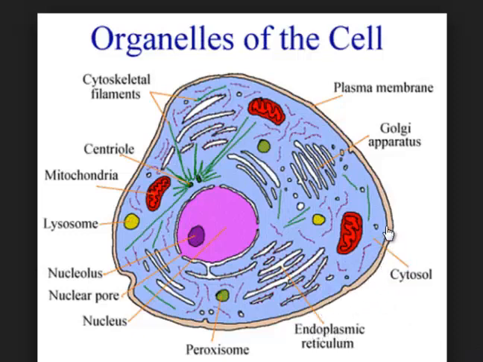You've got the cell membrane all the way on the outside. We're going to look at the various organelles, which are these things in the middle. But in the very middle over here, you have what's called the nucleus. And the nucleus is where you have the DNA.